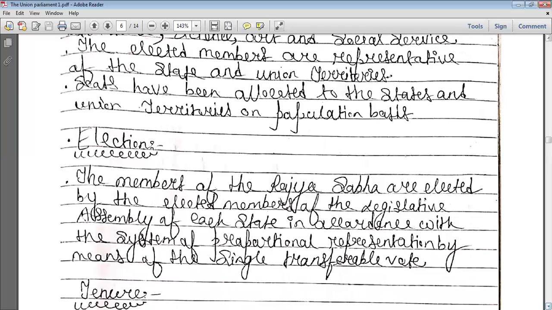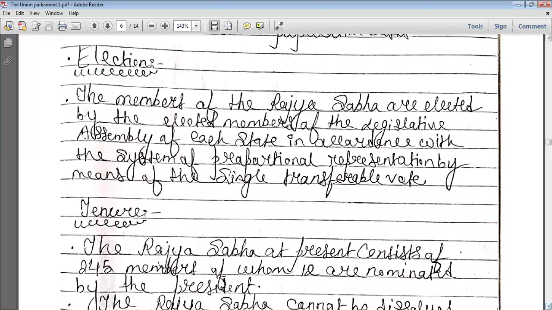Next, we would like to discuss the election procedure. The members of the Rajya Sabha are elected by the elected members of the legislative assemblies of each state in accordance with the system of proportional representation by means of the single transferable vote. Very important. Who elects the members of the Rajya Sabha? Elected members of the legislative assembly of each state.